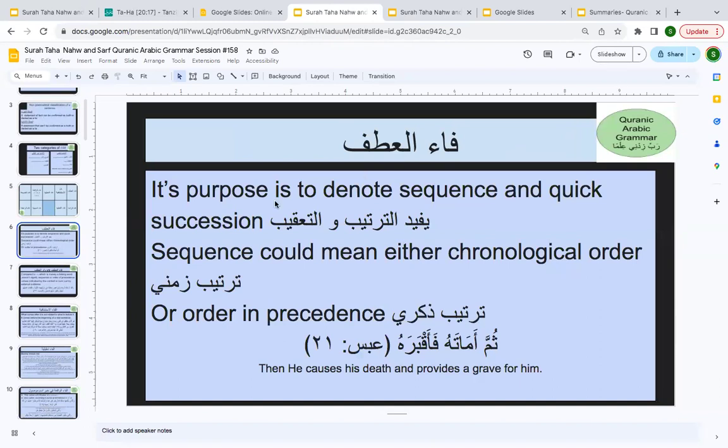So Fa'ul Atf, its purpose is to denote sequence and succession. When you see a Fa that is acting as an Atf, it's going to give you the sequence of an event. Like, he ate, he went to see his mother, then he ate there, then he went shopping with his mother. So all these thens that I have used, are they telling you the order of the events, how the events happened? Yes or no?